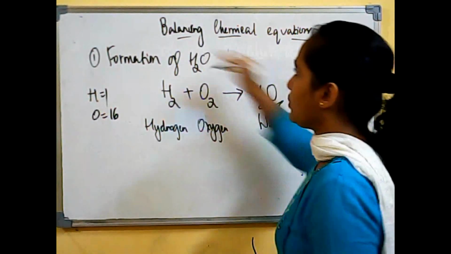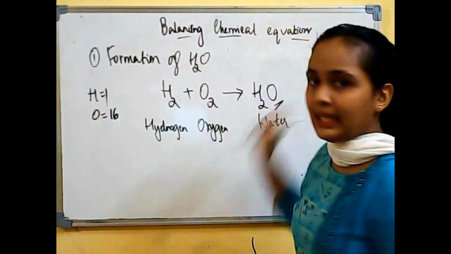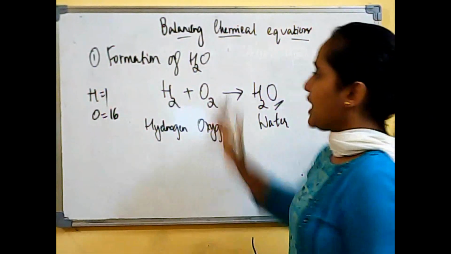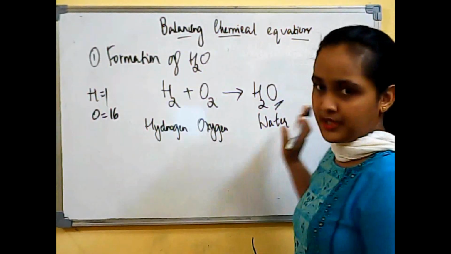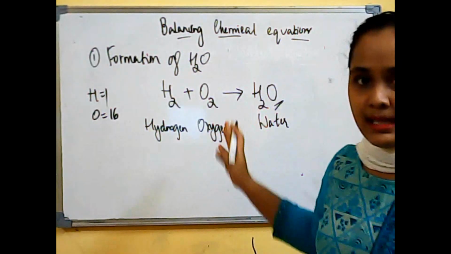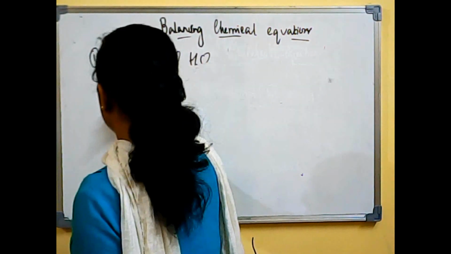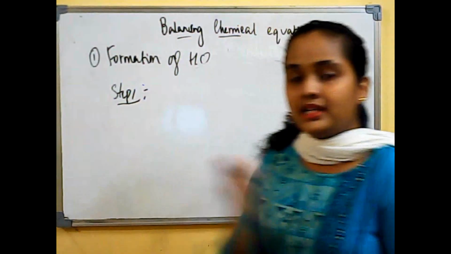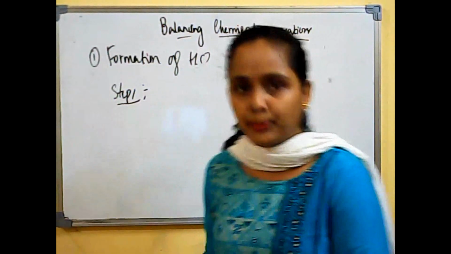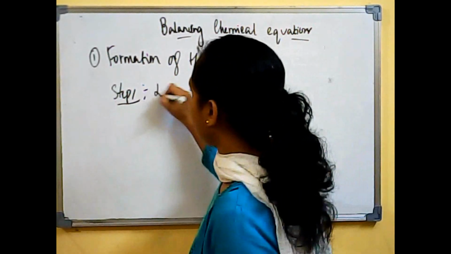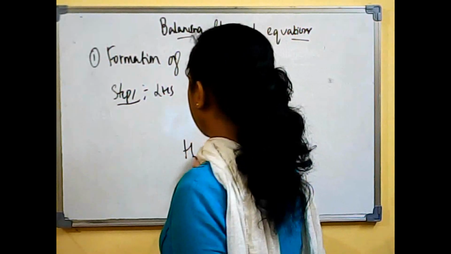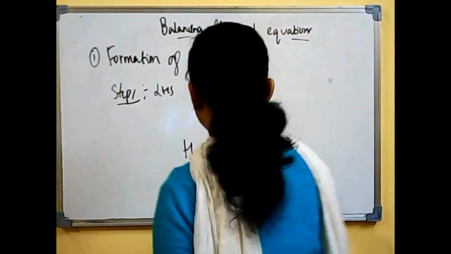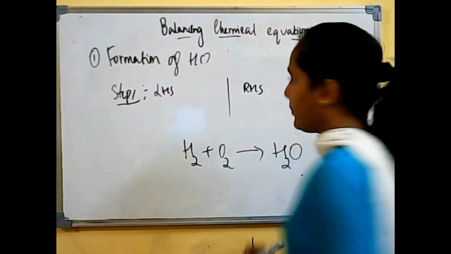Now we come towards balancing the chemical equation. So I will teach you how to balance through a series of steps. Now the first step is dividing the reactants and products as your LHS and your RHS. H2 plus O2 giving you H2O.